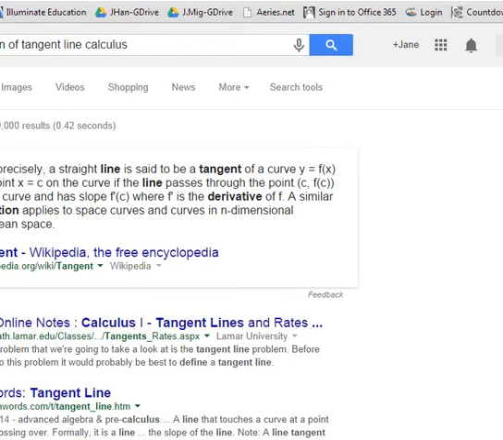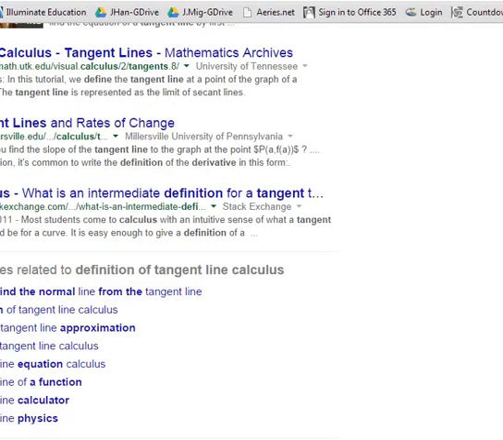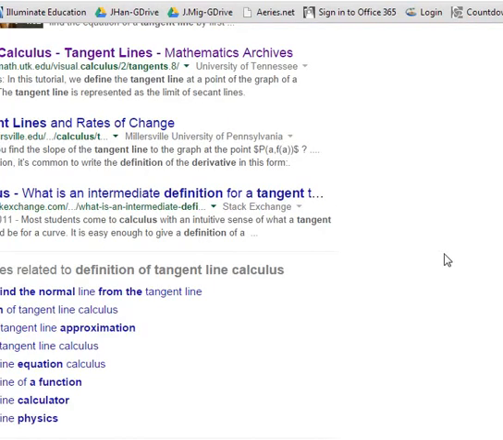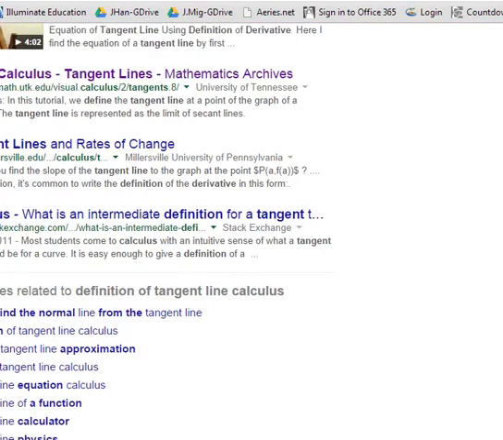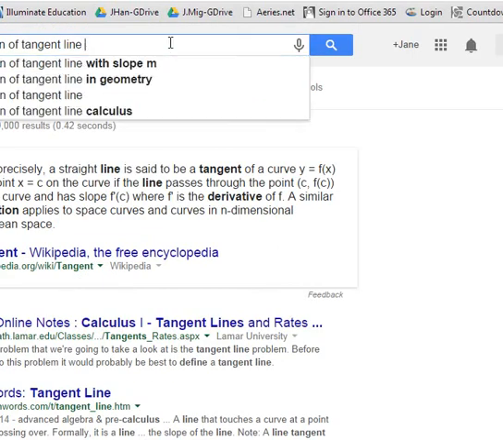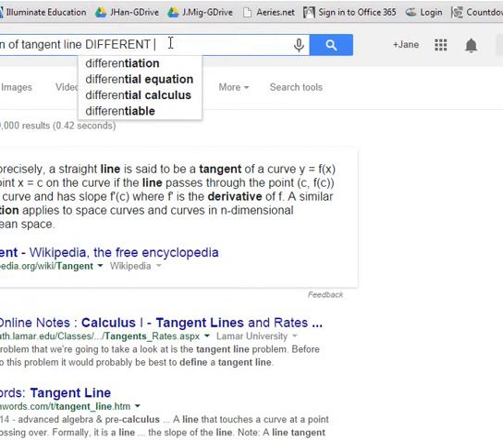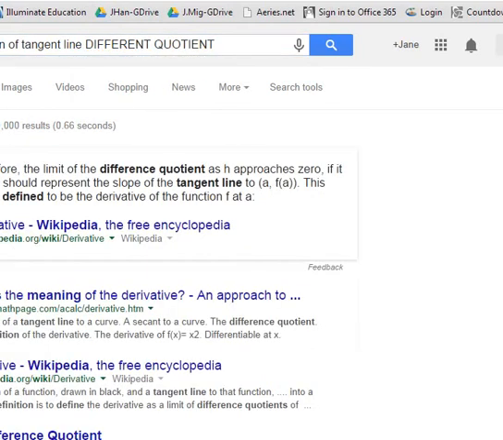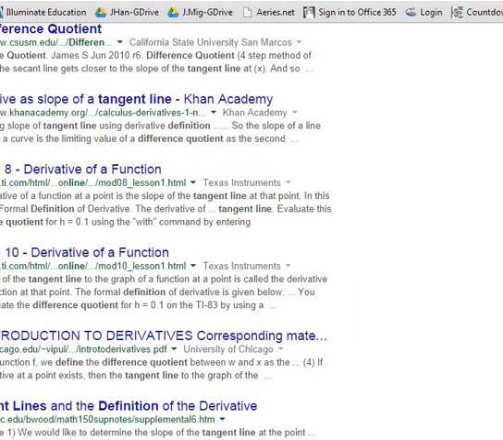Exactly. Visual calculus. I want you guys to see this. Tomorrow I will show you guys that actually happening. Definition of tangent line, difference quotient. All these people teaching calculus, they cannot.